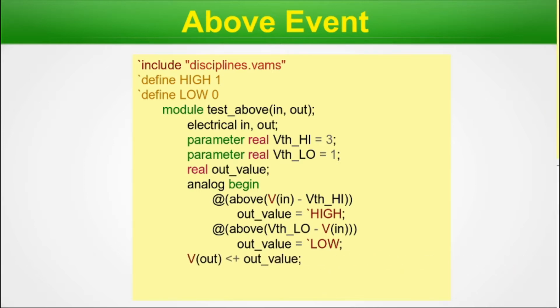and outside all these above statements, we finally assign the out value, which is a real variable, to V out. And we close our analog block here, and then we close the end module. So in this example, we exemplify how we use the above statement.